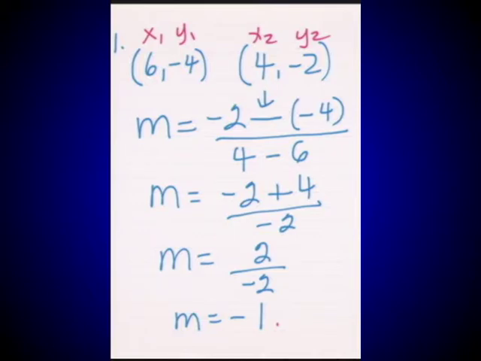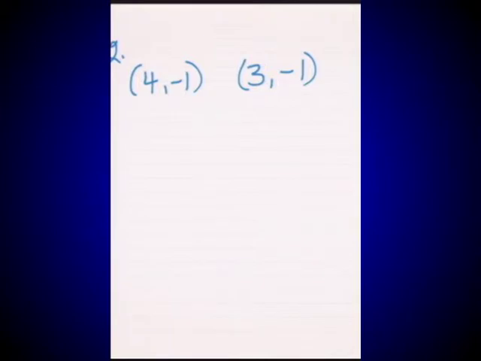Well, we have a similar problem coming up next. The 2 points this time are 4, negative 1 and 3, negative 1. So we start with m equals, we want a y sub 2 and a y sub 1. So let's label our points again.